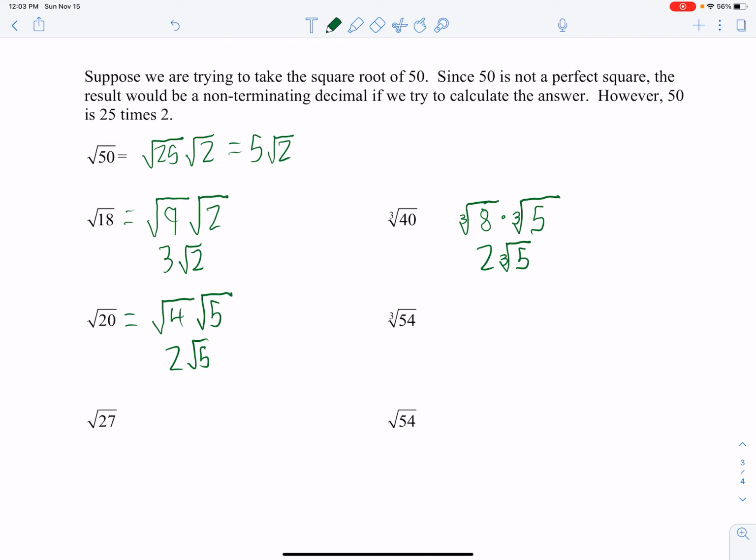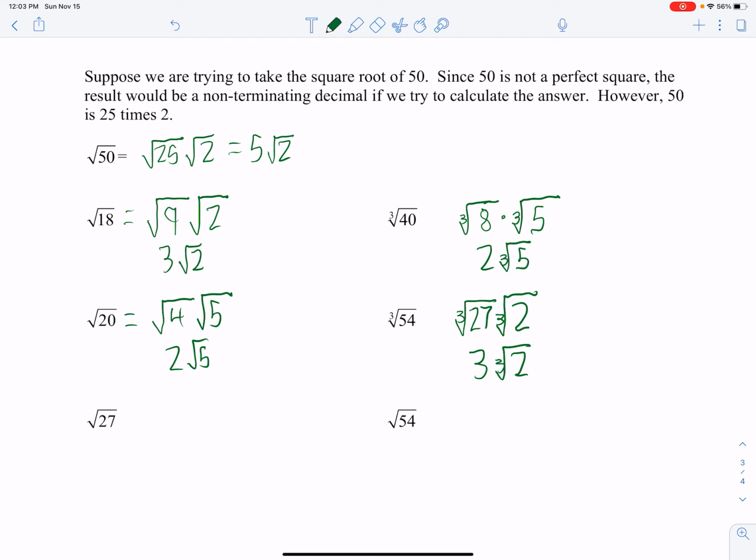Or if we look at our next one, the cube root of 54. With cube roots, remember you split it up into 2 cube roots. And as I said a minute ago, with cube roots, you're almost always looking for 8 or 27. 8 doesn't go evenly into 54, but 27 goes into 54 twice. So here we have the cube root of 27 times the cube root of 2, and the cube root of 27 is 3. And notice it stays a cube root that whole problem. 3 times the cube root of 2.